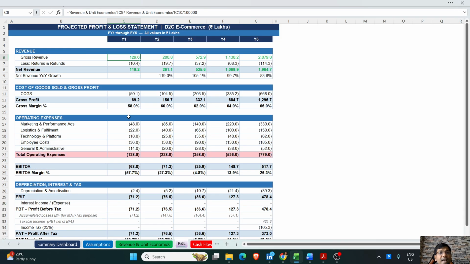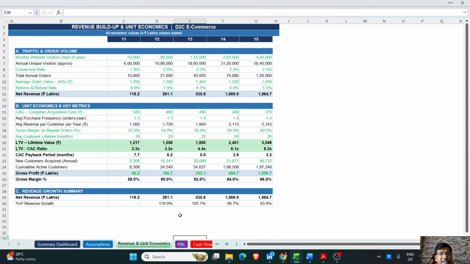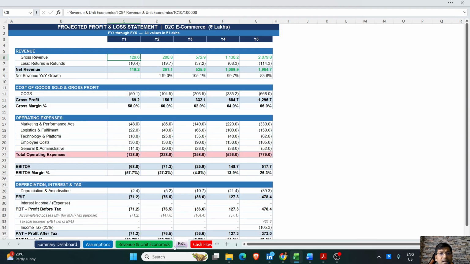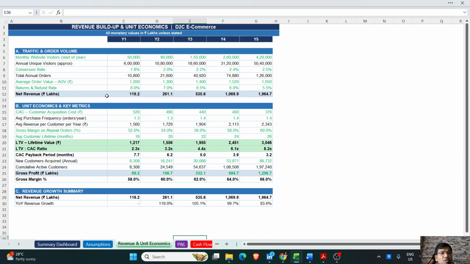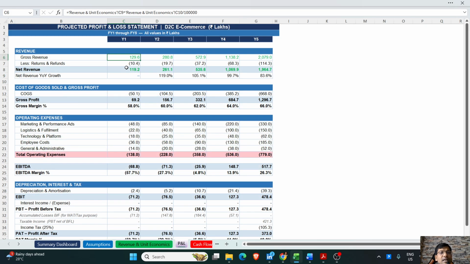So then we have the P&L, where we have the gross revenue which flew in from the unit economics sheet. So 120, 100 and this into C9 into C10, which is my average order value into average order value. So I am first showing my gross revenue, then I am showing the returns and refunds as a separate line item, which will be basically this gross revenue into the return percentage. So I get 119.2 lakhs as my net revenue, and that again keeps increasing year on year.